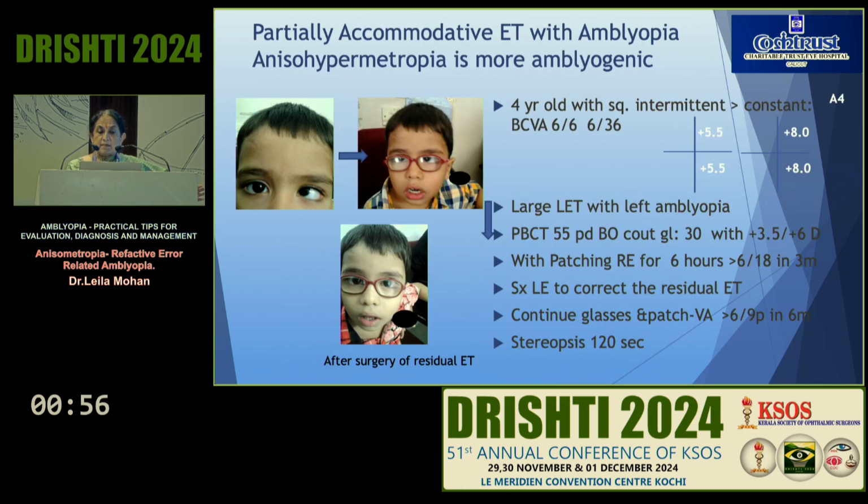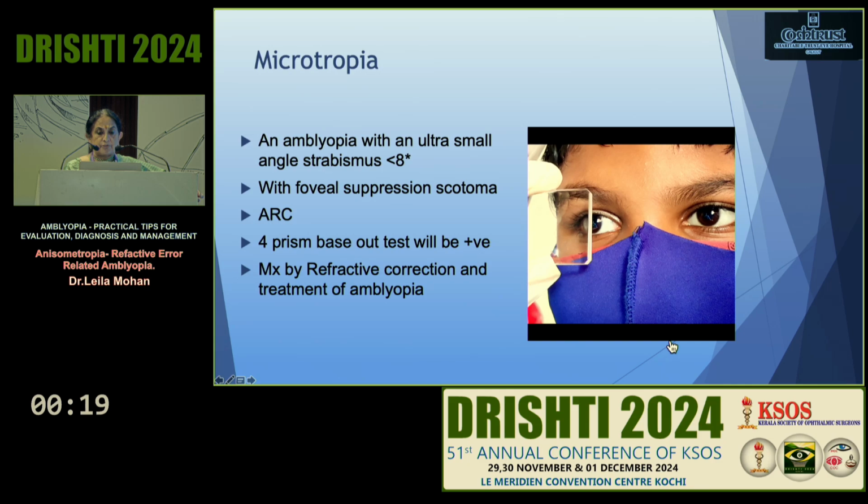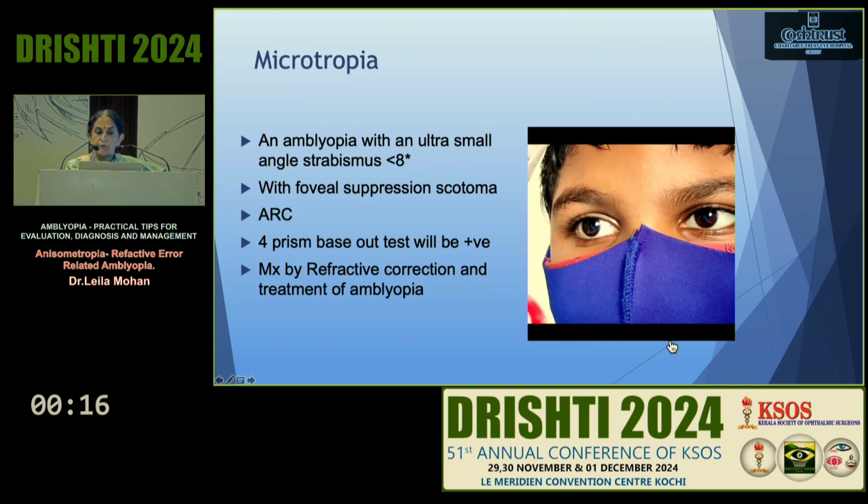This child, he has an isohypermetropia, which is a very important stimulus for strabismic amblyopia, and this is a combined form of refractive and strabismic amblyopia, where he had 3.5 in one eye, 6 in left eye, and patching improved his vision from 6/18 to 6/9 after correction of the partially residual esotropia by surgery, and then followed up with patching, and his stereopsis also improved to 120 seconds. So you have to correct surgically also. So they may go for microtropia also.